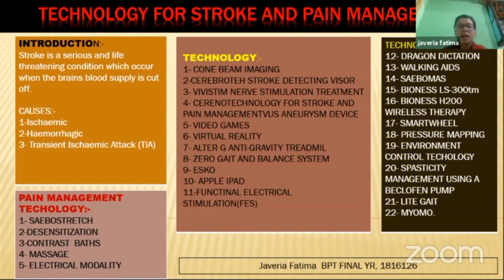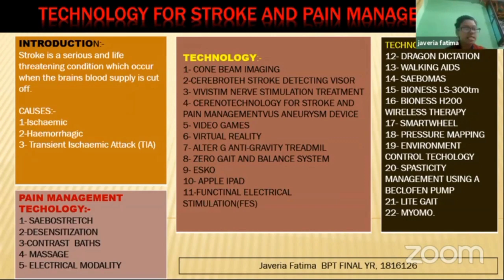The next is Apple iPad. Apple iPad is used for communication and organizing applications for the patient. Mainly it is used for communication. It is also a kind of device. Then there is functional electrical stimulation, also known as FES. The main purpose of FES is that it stimulates the peripheral nerve along with motor contraction, and it also helps in the functional movement of the body.